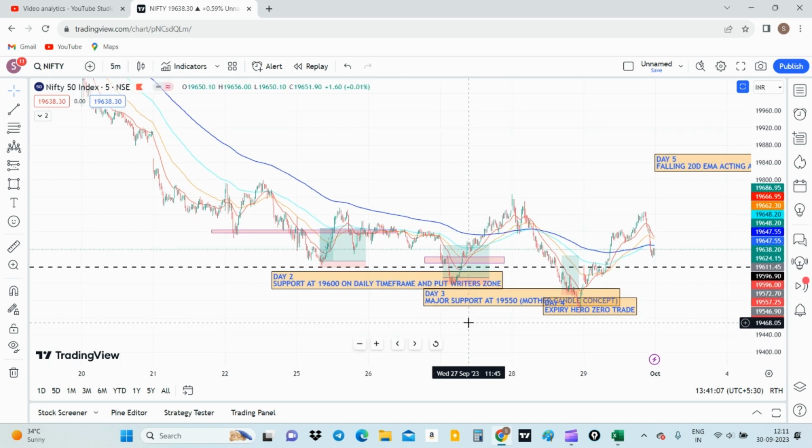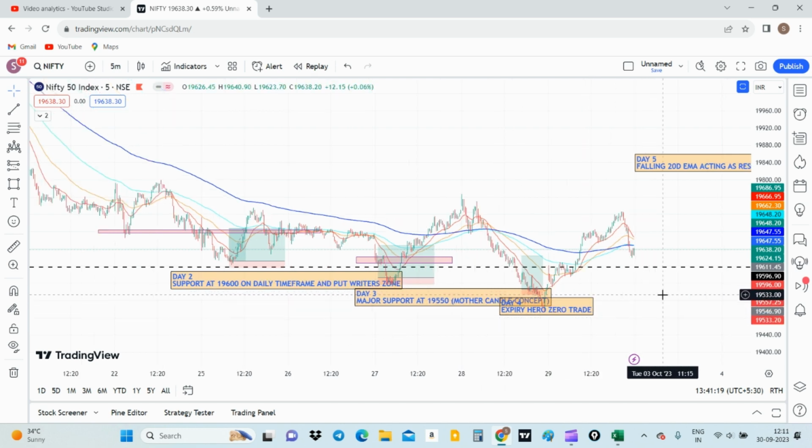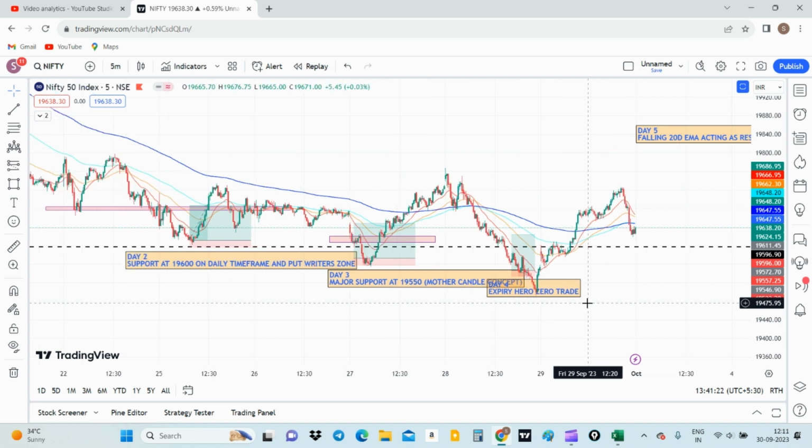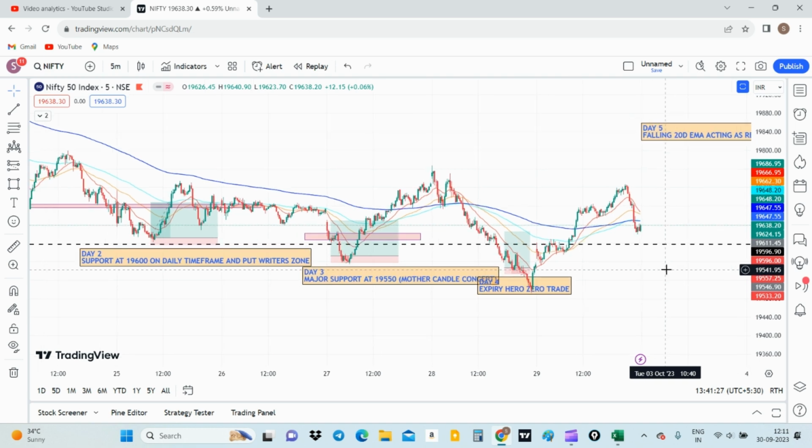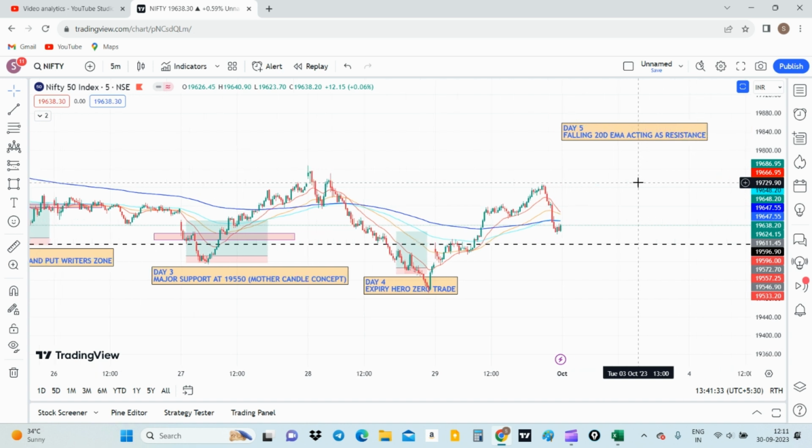Day 3 was majorly dependent on the mother candle concept, wherein the Nifty was in between the body of that day's candle. On Thursday, it being an expiry day, it was solely because of the support which had taken Nifty around 530 odd level, so that's where I made an entry. And coming to day 5, the video I posted yesterday, it was solely on a daily time frame basis. We had a 20 EMA sloping downward, so whenever Nifty hits it, it will take some resistance. On that basis, I made an entry for day 5.